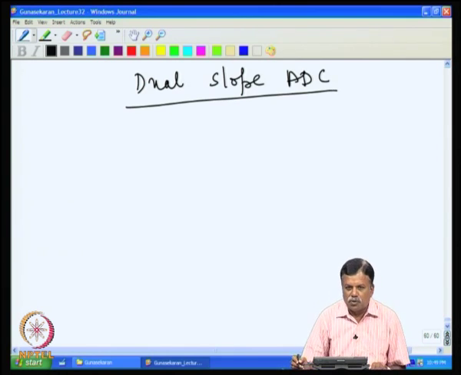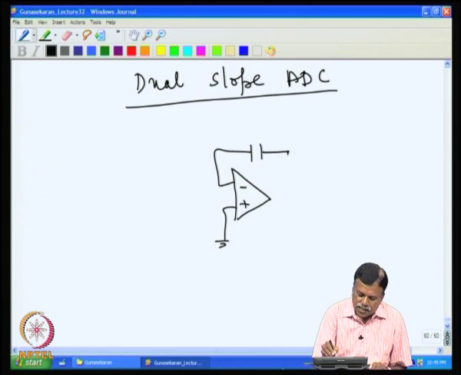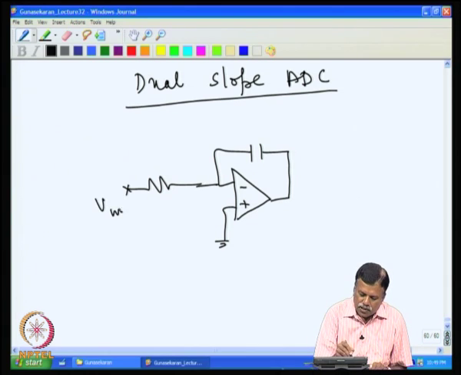Now, in the dual slope ADC, the classical construction technique used is that you take an operational amplifier and then we will have a capacitor connected here as an integrator. Then we will have an input voltage V input, which is to be digitized. Assume it is positive, and they have R in. Then we will have this switch.